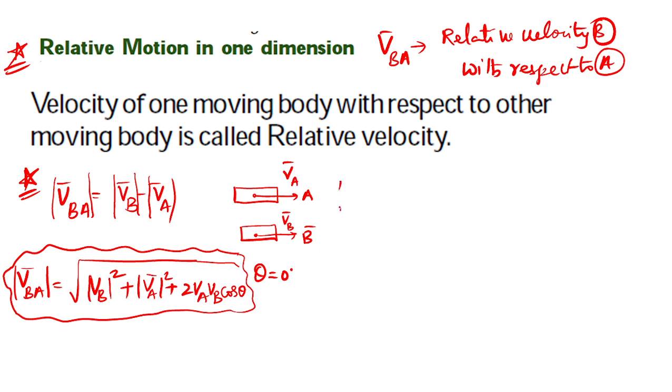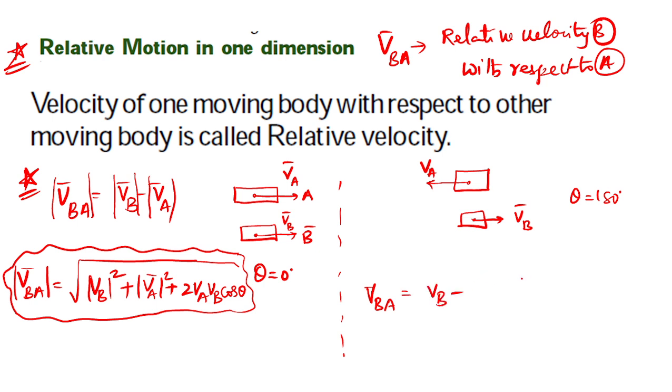Clear? Next, if they are in opposite directions, VA and VB are actually in opposite directions. Yes or no? What is the angle between them now? 180 degrees, theta is 180 degrees. So the velocity of B with respect to A we can now write as VB. But A is in which direction, buddy? Back direction. So minus we should take it, minus VA. So the total answer, VBA, is VB plus VA. Yes or no? Note down.